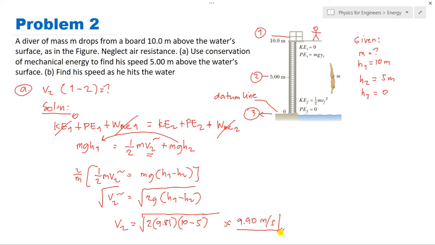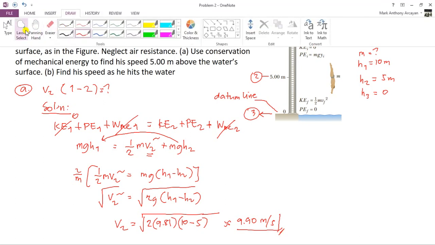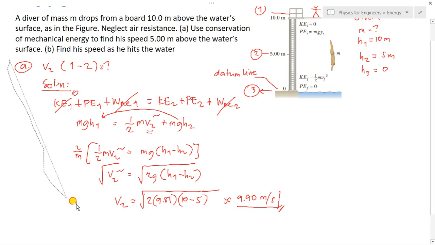So quick review, class, for any mistakes. Here we divide by 2 over m. Let's review this a little. So 2 over m, 2g, h1 minus h2. And then yeah, we're good to go. So that is actually correct, 9.90. And then let's go to letter B.